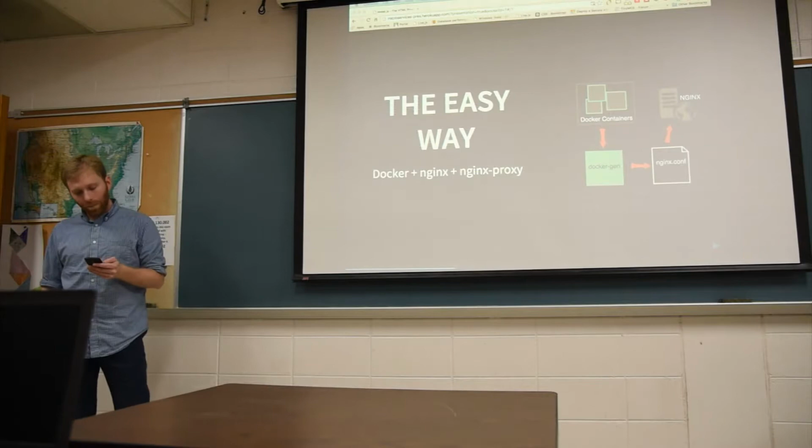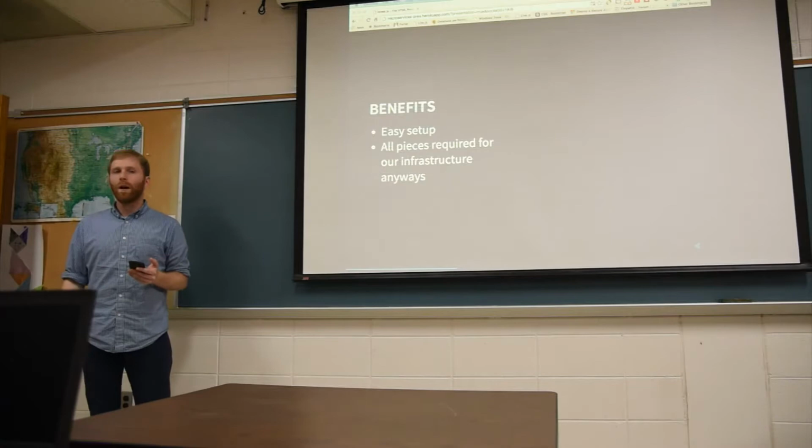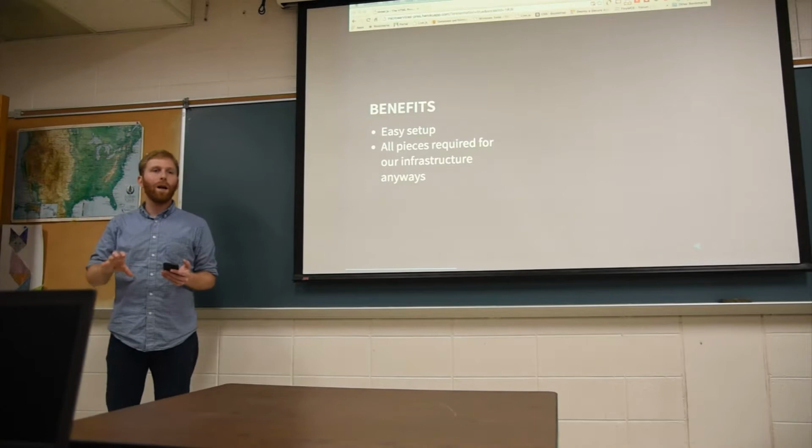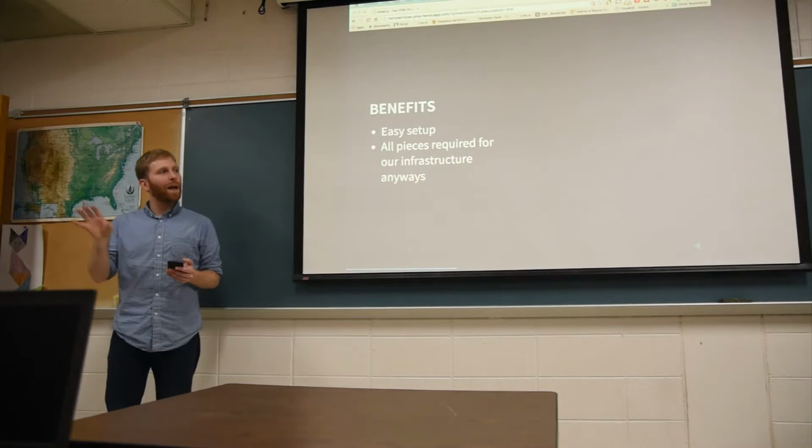So the benefit of this is it was a pretty easy setup, particularly because we were already using all of these pieces of our infrastructure. We were already using Docker in order to run things in a very isolated fashion. So we got the registry part of it for free, and then all we had to do is write this template file up, start Docker Gen up, and then have it generate an Nginx configuration file for us. So that took a lot of the hassle that comes from setting up Consul or Zookeeper out of the equation.